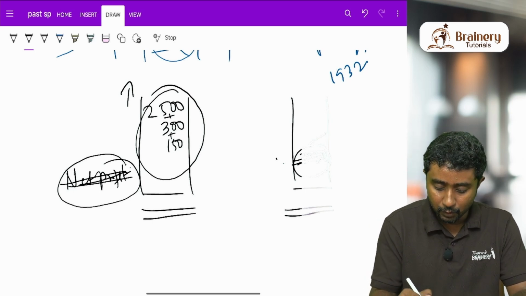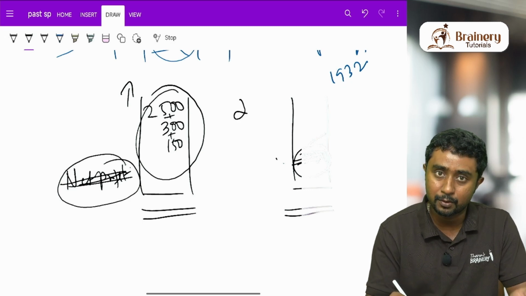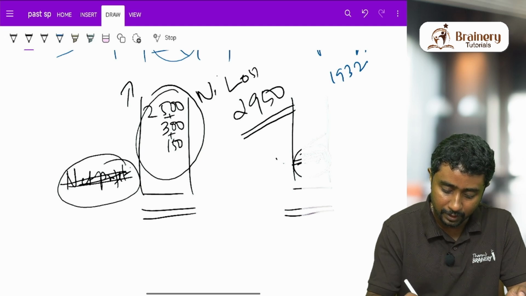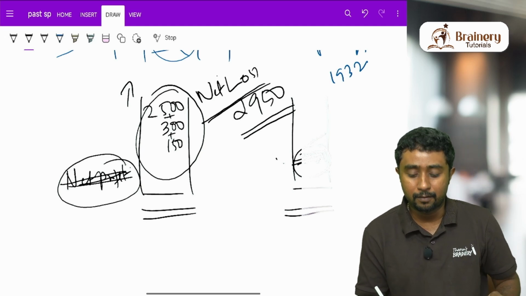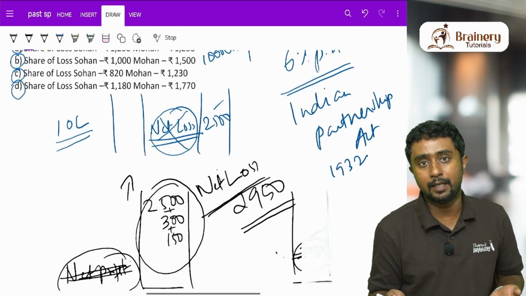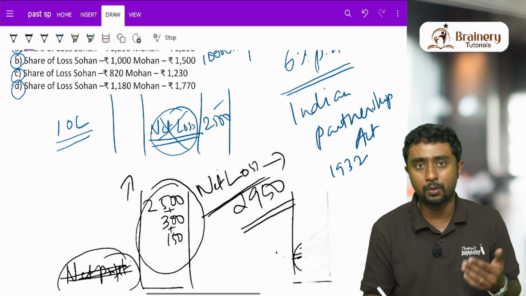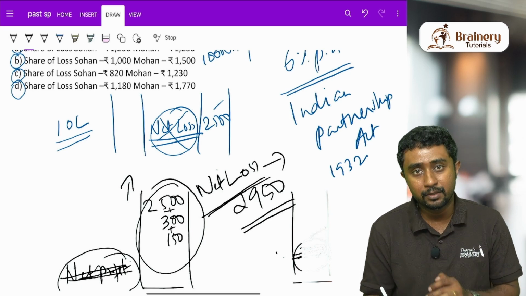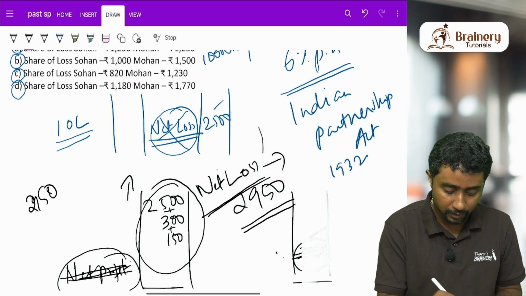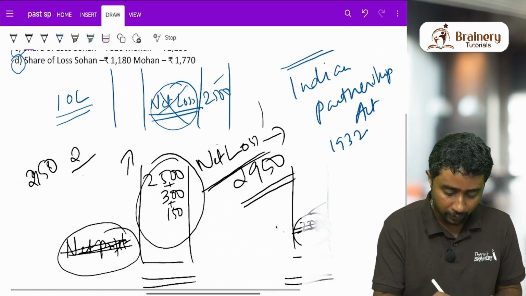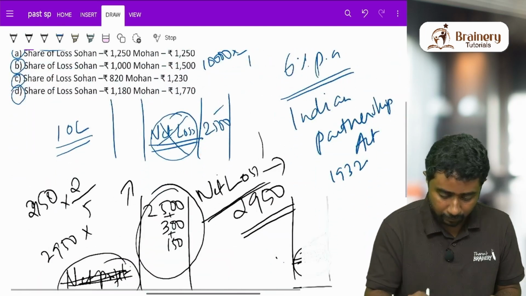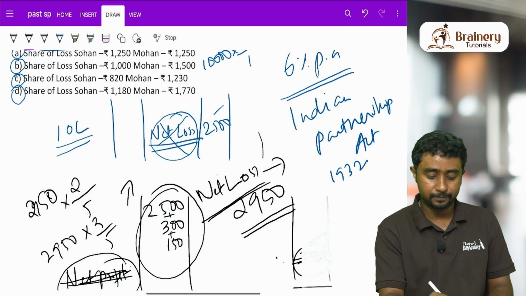So basically you got 2500 plus 300, 2800, 2950 as the loss. This can be called net loss because there are no other calculations mentioned in the question. Obviously there is nothing else to be given, so it will be shared among the partners. So at the same time it can be called divisible loss also. So when you share it, 2950 in which ratio? 2950 into 2 by 5. Again 2950 into 3 by 5. How much will you get?